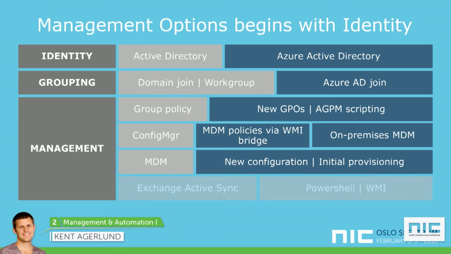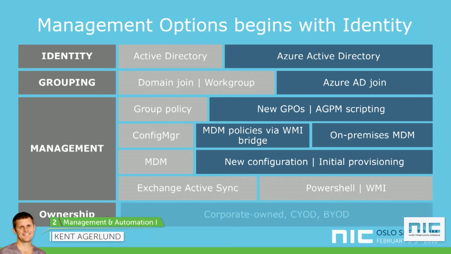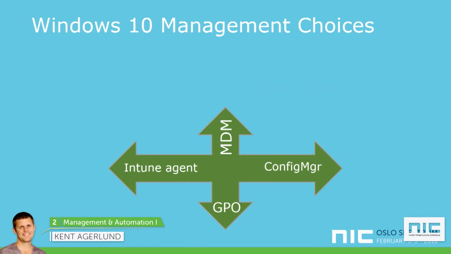Then, of course, we have MDM that we talked about, those of you who attended the session yesterday. And we have Exchange ActiveSync, and we have the ownership. So all of this you need to put into one big pot, and then you need to figure out what you are going to do with the ownership. Is it all going to be corporate-owned machines? Do we have some privately or personally owned machines? Are you going to have different security policies all based on that? And how are you going to configure your identity? That is kind of interesting.